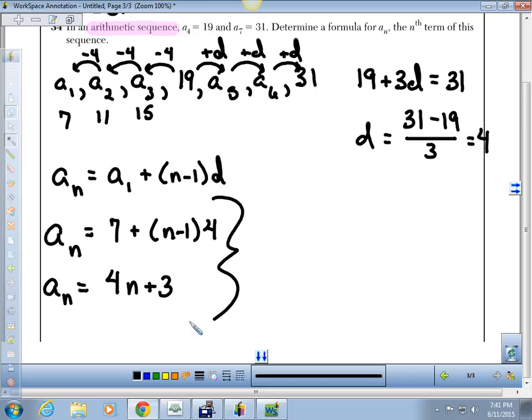Either one of these is going to give you credit. You do not have to simplify down. They don't want a simplified formula. They just said provide a formula.